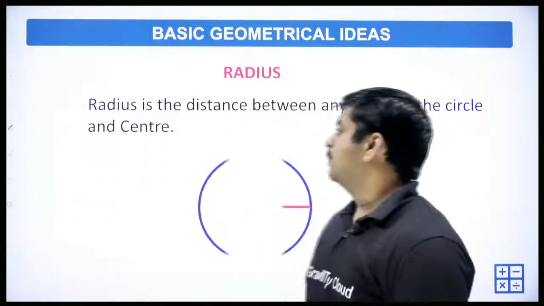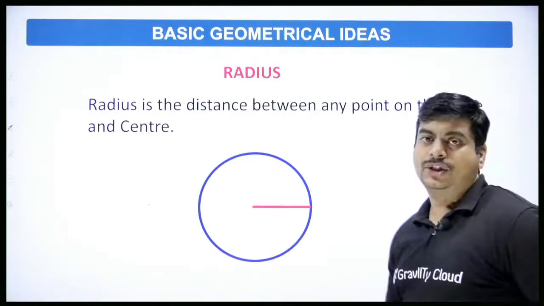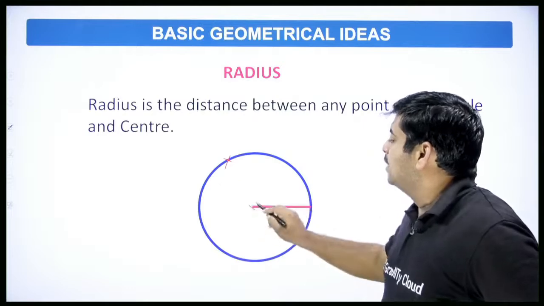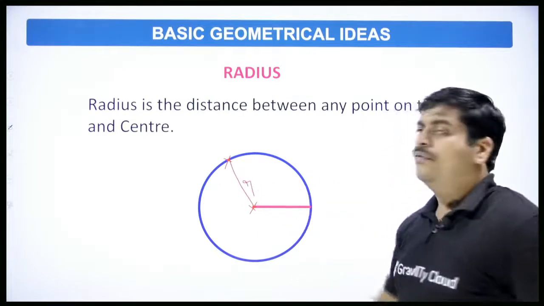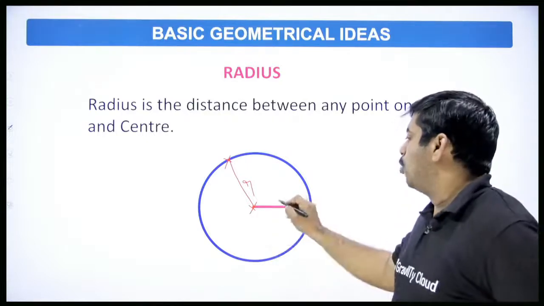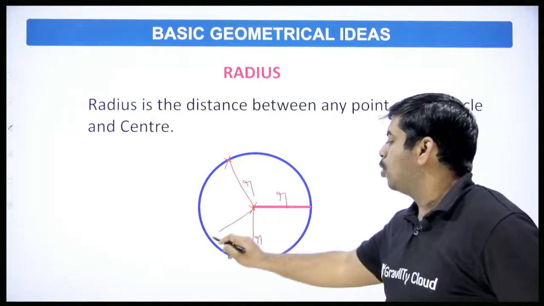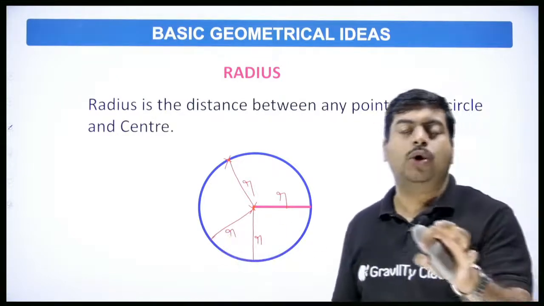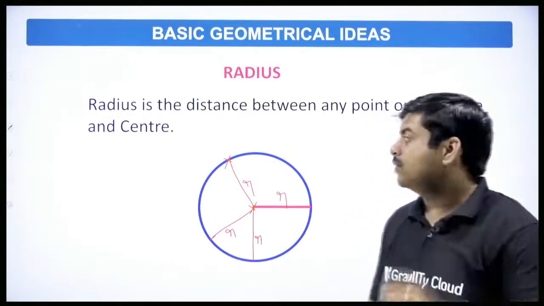What is this radius all about? You can carefully see here, radius is the distance between any point on the circle and the center of the circle. So this distance is r. We represent it with a small r. All these are of a constant distance, which is called the radius of the circle.